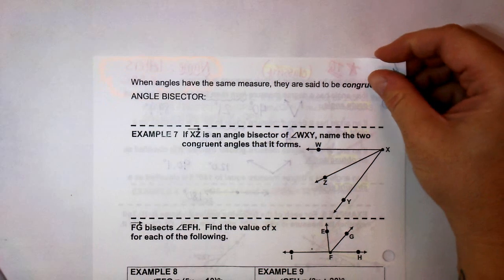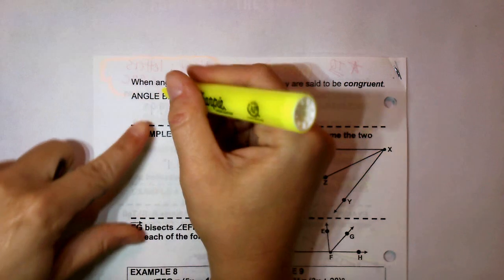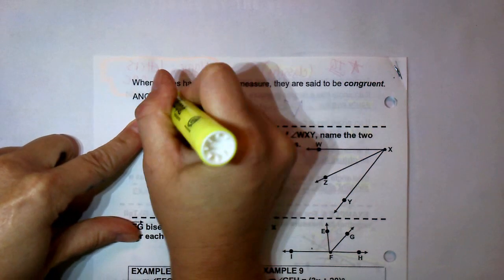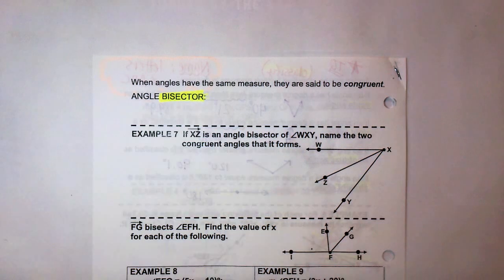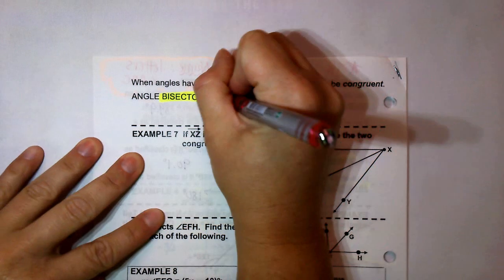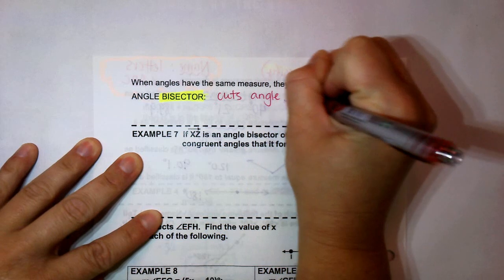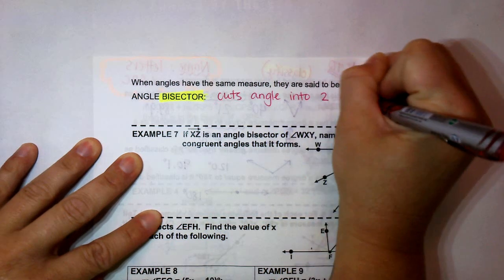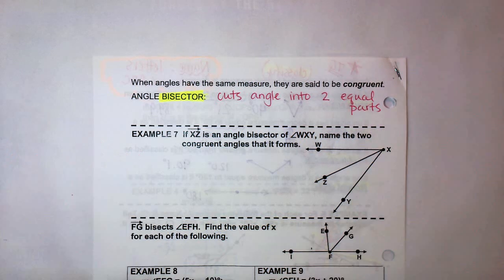All right. What did we say a bisector meant in math? Good. Bisector means I am cutting something in half. So I think I just wrote, cuts an angle into 2 equal parts. So a bisector, the same way that we did segments, it cuts it in half.